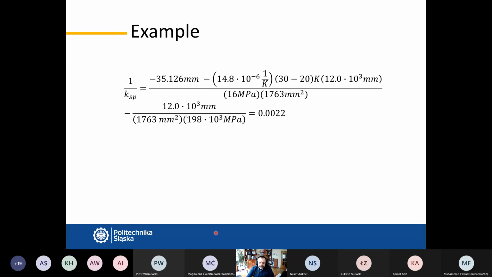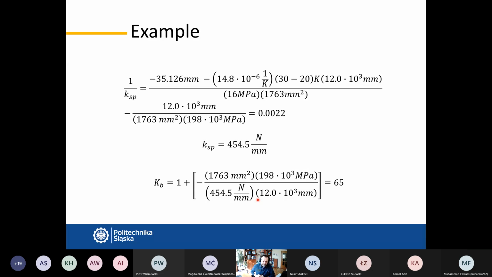So we can calculate, introducing all the data, that 1 over K spring is 0.0022. So K spring is 454.5 newtons per millimeter. This is the spring constant that is required to have stresses in both elements not bigger than 16 megapascal, and we know that in the internal it is 16, so the external is only less than 10.